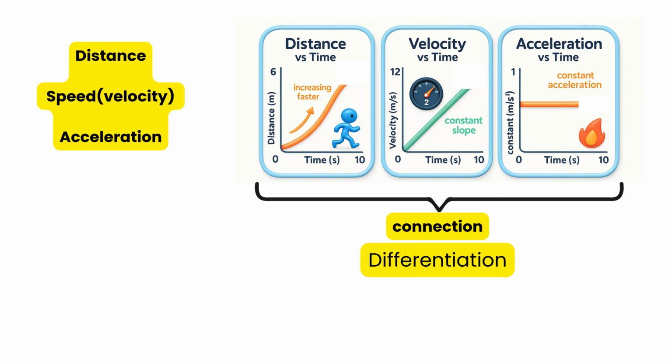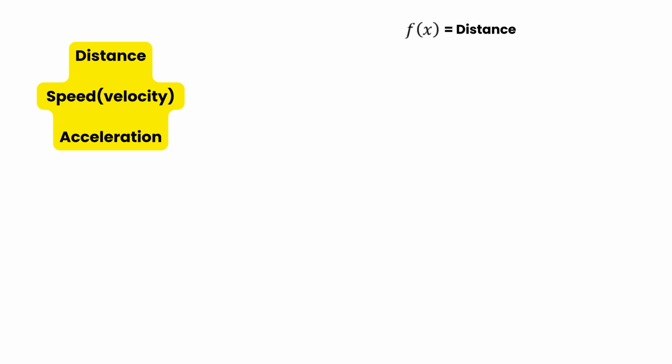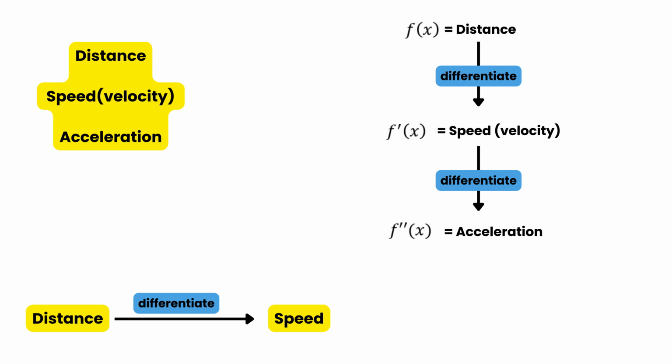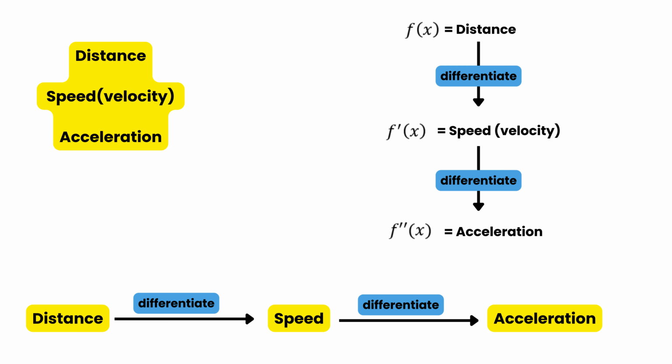The key idea is this. If we take a function f of x that represents distance, differentiating gives a new function for speed. Differentiating again gives a function for acceleration. As simple as that. So distance differentiates to speed. Speed differentiates to acceleration. Let's look at an example.